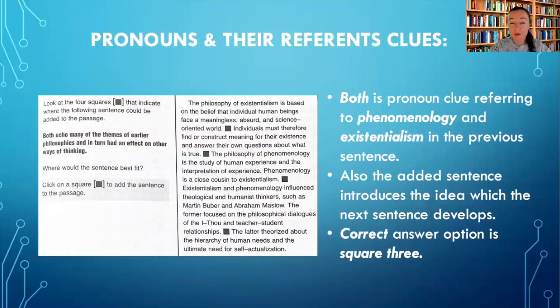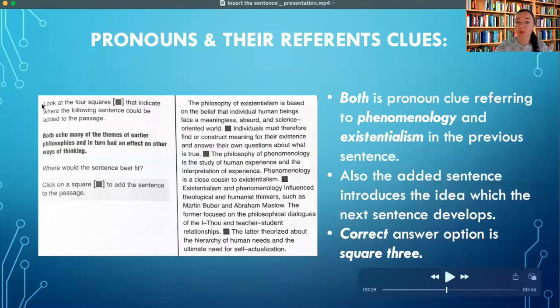Let's have a look at the question sample here. So the question that you will see on the actual TOEFL test will look approximately like this. On the left part of your screen, you will see the question. On the right part, you will see the passage. The question will ask you, look at the four squares that indicate where the following sentence could be added to the passage. So you see the four squares over here.